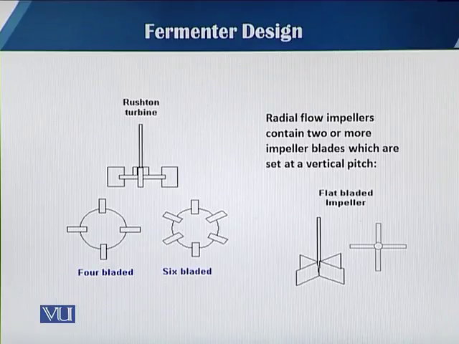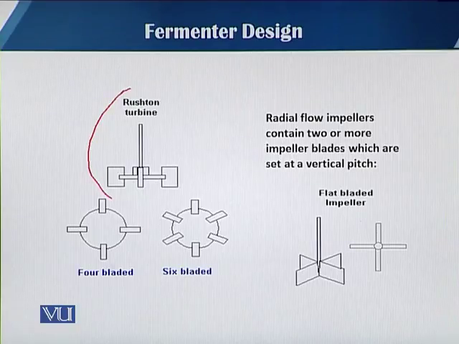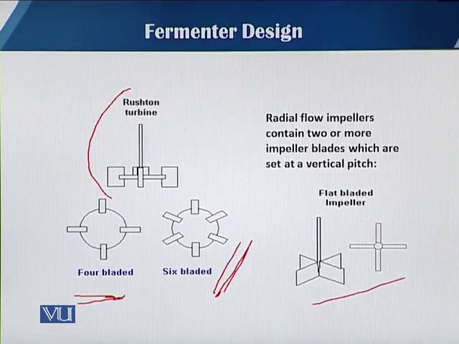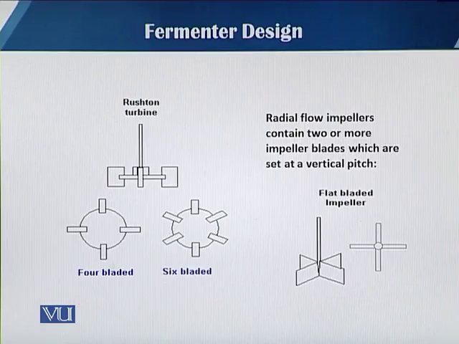This is known as the Rushton turbine, as we have seen in our previous module when we observed one diagram. Here these are the 4 blade and this the 6 blade, and this one has flat-bladed impellers. These are different types of radial flow impellers, with their shapes and blades. Impellers are basically associated with blades. Sometimes there are 4 blades, sometimes 6 blades, so the number of blades is also part of the impeller system.